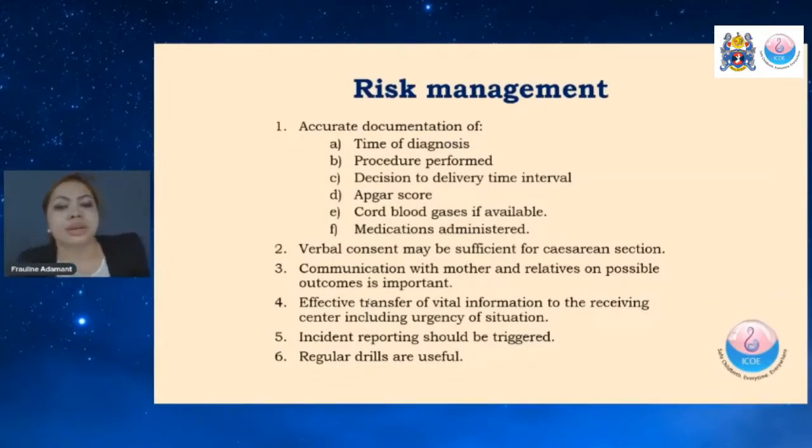And in cord prolapse situations, verbal consent is sufficient for the cesarean section. Good communication with the mother and the relatives on the possible outcome is important. And effective transfer of vital information to the receiving center, including the urgency of the situation. Do not miss out any vital information when you hand over the case to the receiving center, so that they can prepare the operation theater to avoid further delay of the delivery.